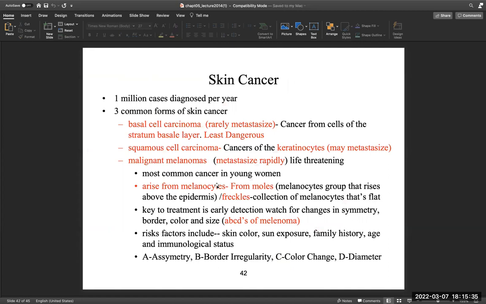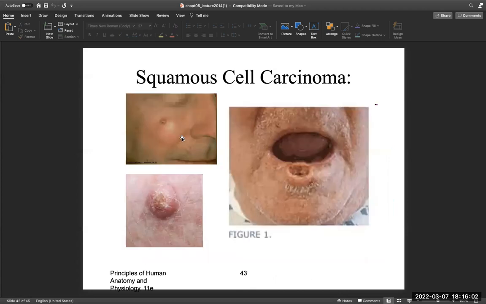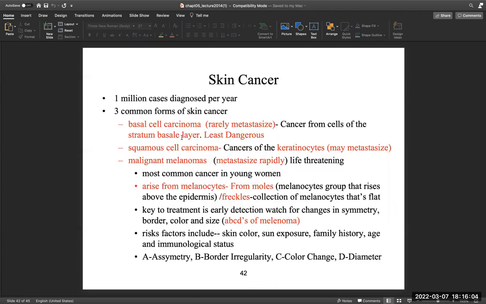Skin cancers. There are 3 basic forms. There are some other stray forms, but these are the 3 most common: basal cell carcinoma, squamous cell carcinoma, and malignant melanomas. Know the differences, know which ones are most dangerous, which ones are least dangerous, which ones come from moles, and which one comes from a certain type of cell, like the cells of the stratum basale. Hopefully the name of the cancer helps us discuss what kind of cells are initially affected.